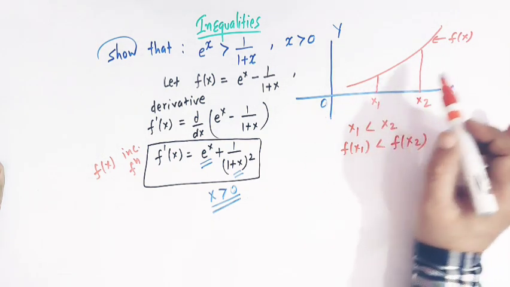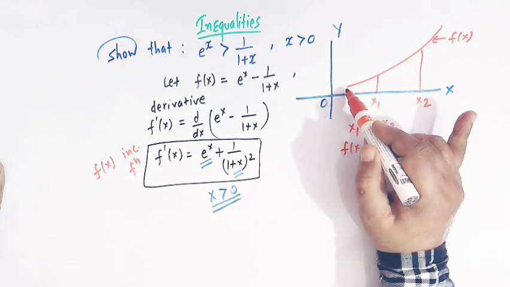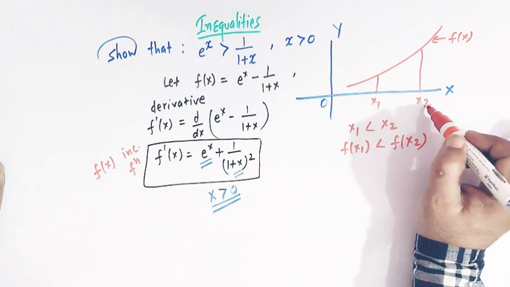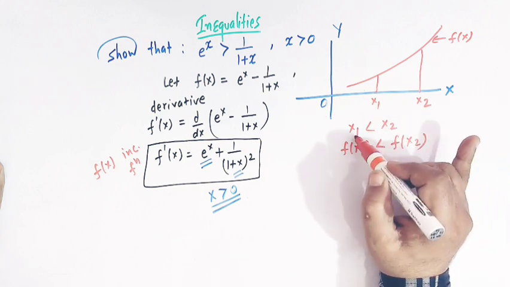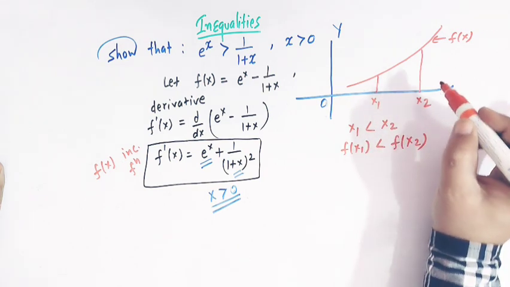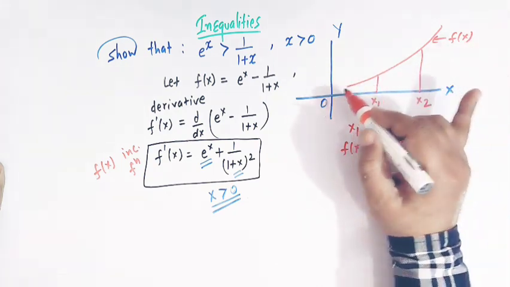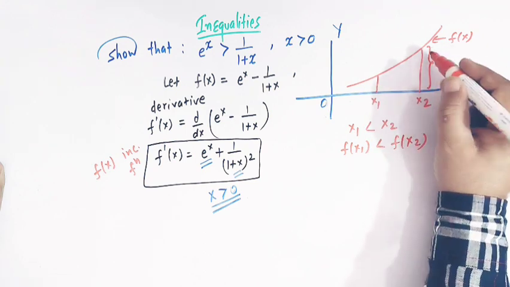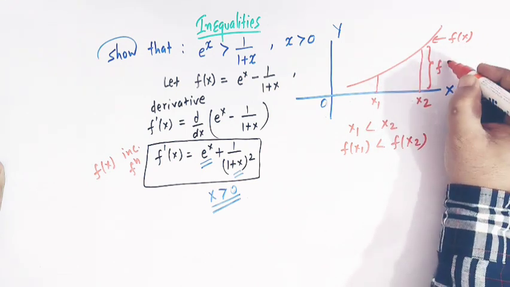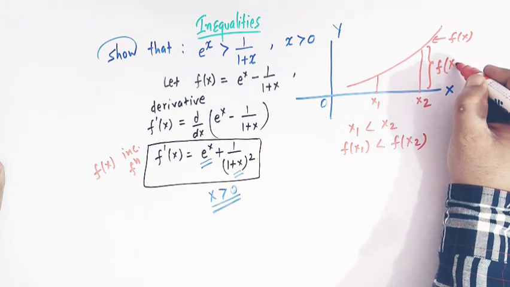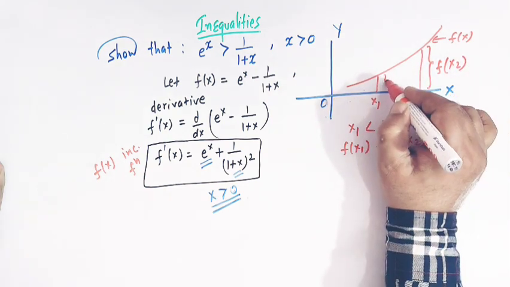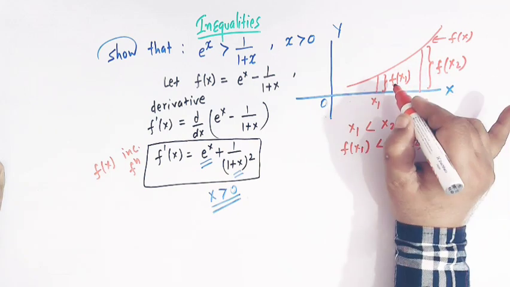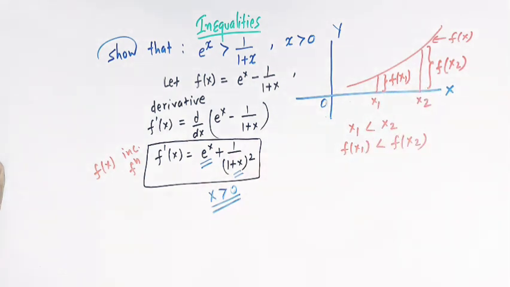So here f of x is an increasing function. We have taken 2 points, x1 and x2, where x2 is greater than x1. So obviously, if the function is an increasing function, then this ordinate is f of x2, this ordinate is f of x1, so f of x2 should be greater than f of x1.